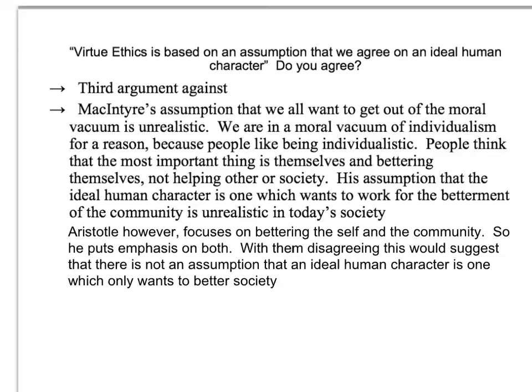Aristotle, however, talks about bettering the self and the community. So whilst MacIntyre's definition of virtue is something which sustains our communities, for Aristotle it's about bettering yourself in order to reach eudaimonia for yourself, and in turn helping society to reach eudaimonia as well. And so they disagree with each other here, which shows that there is not an ideal human character involving a desire to just better society. It's about bettering society and the self for Aristotle, and so therefore there is a disagreement there, showing that there is not an assumption of what an ideal human character involves.